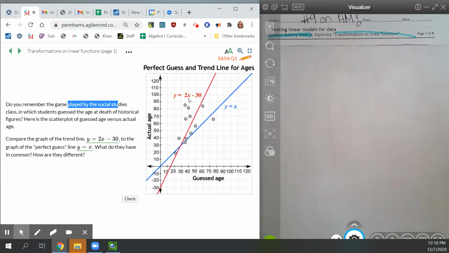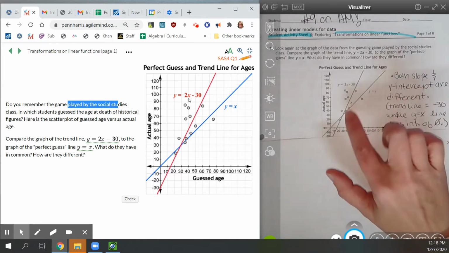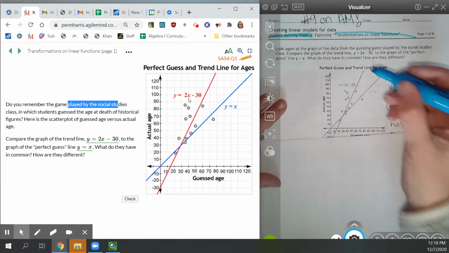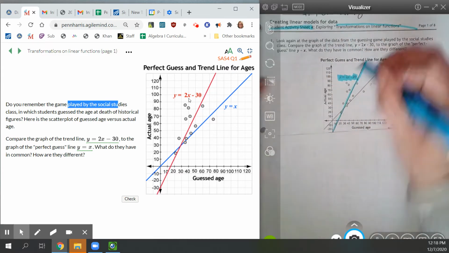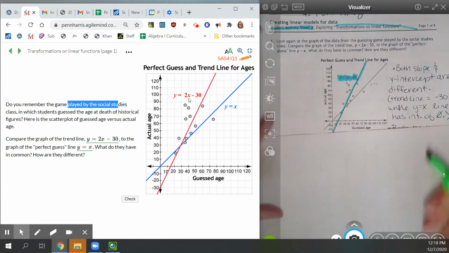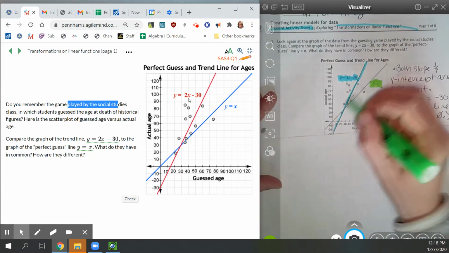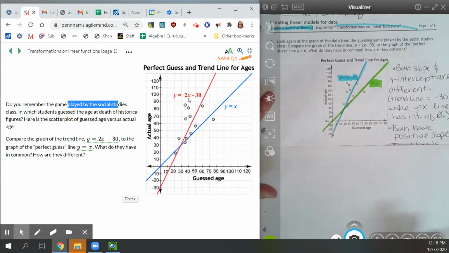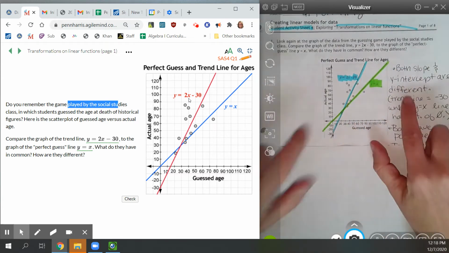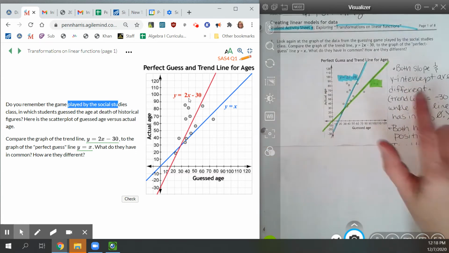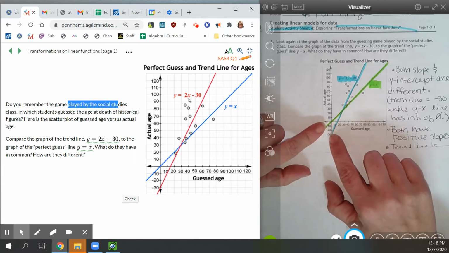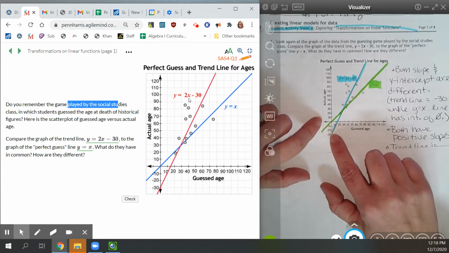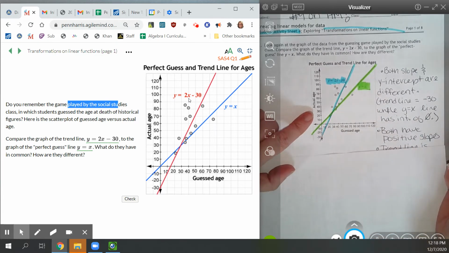Okay. So, backing off the data now, they want to know, if we look at this graph at the equation y equals 2x minus 30, that would be this line right here. And they want to know how it compares to the equation y equals x, which would be this line here. If I look at these guys, I know that both of them have slope, and they both have a y-intercept. I know that both of them have different slopes and y-intercepts. So let's talk about it.